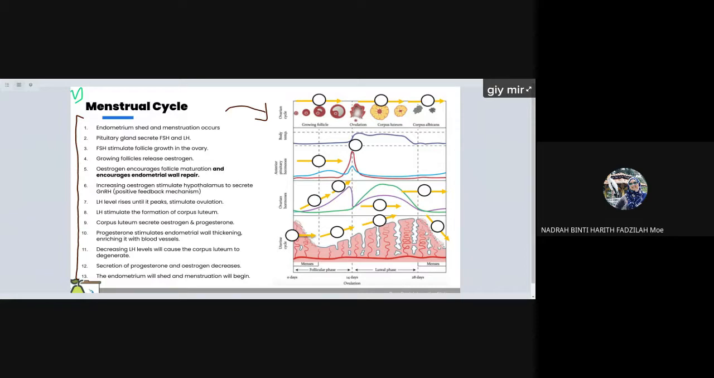Okay, so I give you the first step. For example, the first step kat sini, endometrium shed and menstruation occurs. So obviously itu dekat kawasan uterus. So statement number 1 is right under there. Okay, can you go through the next part? Macam mana pula dengan bahagian-bahagian lainnya? Silakan.